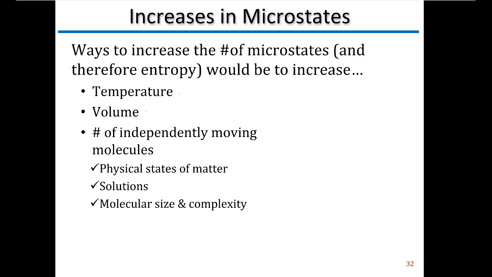And if we change the number of independently moving molecules, this can be done in three ways. We can change the physical states of matter, for instance going from a solid to a liquid. If we dissolve a solid into a solution, that would be another way of increasing the number of independently moving molecules. Or we can change the molecule size or complexity. We'll look at some examples of these next.